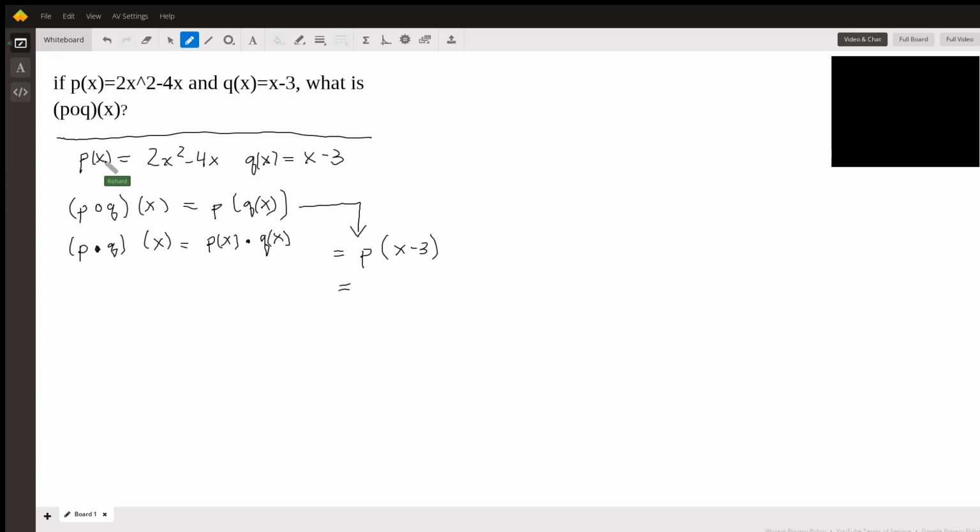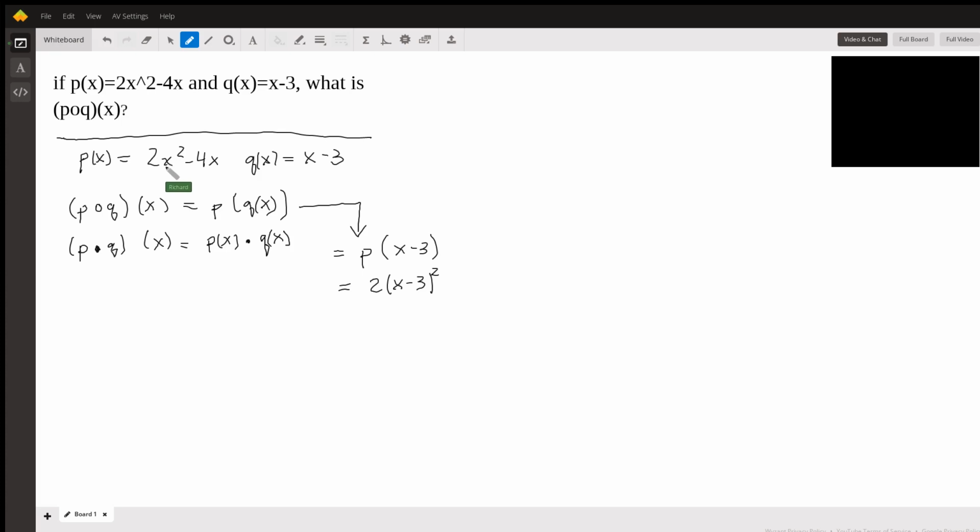So here's P of X, and X is called the argument. And what this function is really saying to us is whatever you give me, I'm going to square you, multiply you by 2, and then I'm going to multiply you by 4 and subtract you. So that's, in words, what the P function is doing. So whatever it is you give it, in this case, you're giving it x minus 3, you're going to square it, multiply it by 2.